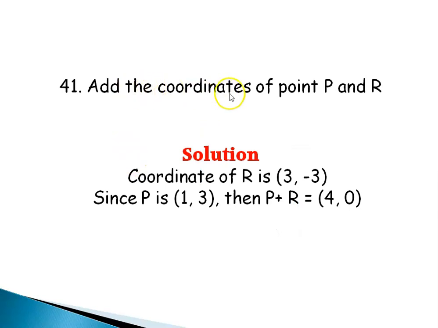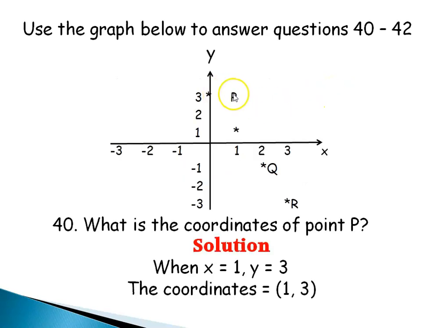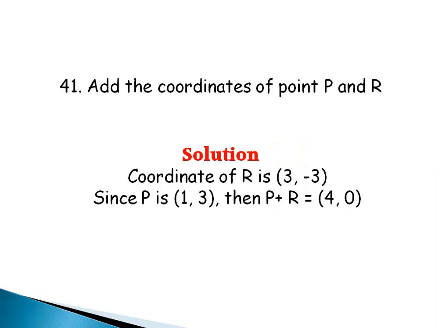Question 41. Add the coordinates of points P and R. Okay, let's go back. We have to get point P. This point P, Y is 3, X is 1. And then R. This is R. My Y is minus 3 and my X is 3. So the coordinate of R now is 3, minus 3. That means X is 3, Y is minus 3. And then the coordinate of P is 1, 3. X is 1, Y is 3.